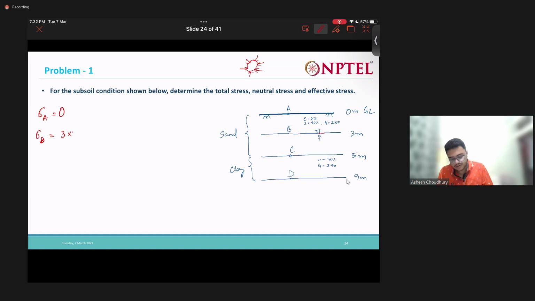The gamma you have to determine. First, we need to determine the gamma value of the soil, right? So what is my gamma? Gamma t equals (G plus S e) over (1 plus e) times gamma W. If we put the values, G is equal to 2.67, S equal to 0.4, e 0.5. Please put all the values and find the value of gamma t.